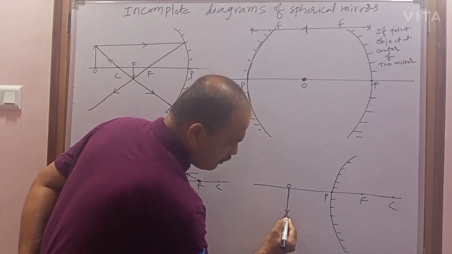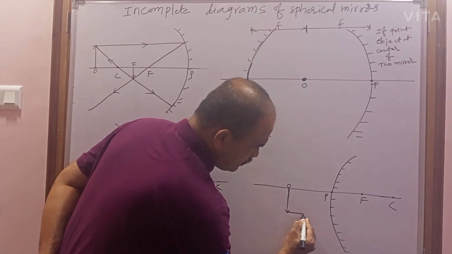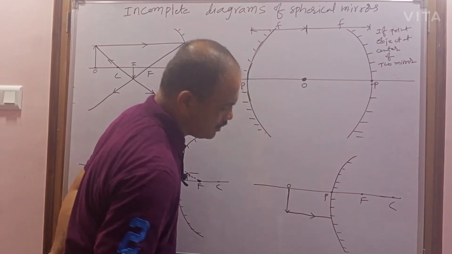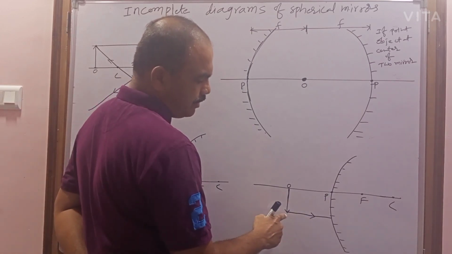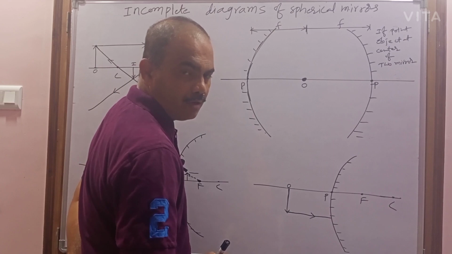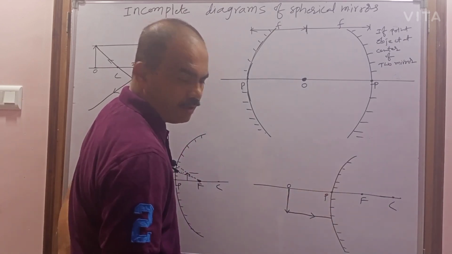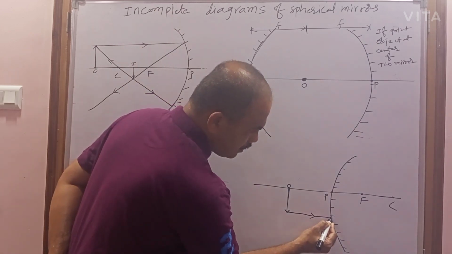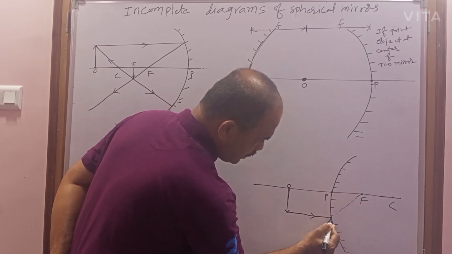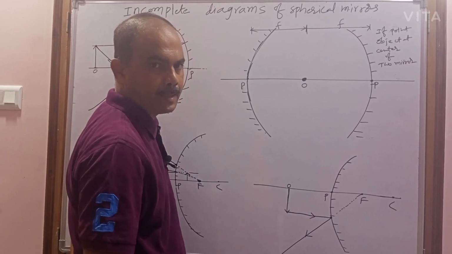First of all, select the ray from the top of the object. One ray must be taken parallel to the principal axis, coming from the top of the object. This is the incident ray parallel to the principal axis. But after reflection, how will it be? According to the rules of the convex mirror, it appears to be coming from the focus. That's why join the point of incidence and the focus with a dotted line. After that, extend the ray. This is the reflected ray corresponding to this incident ray.